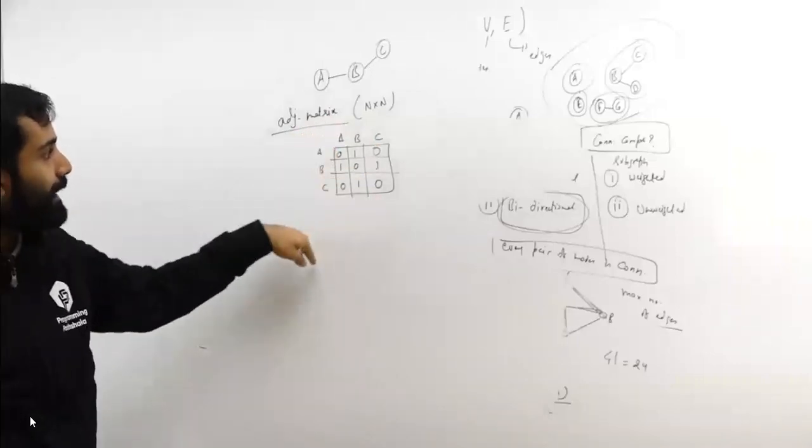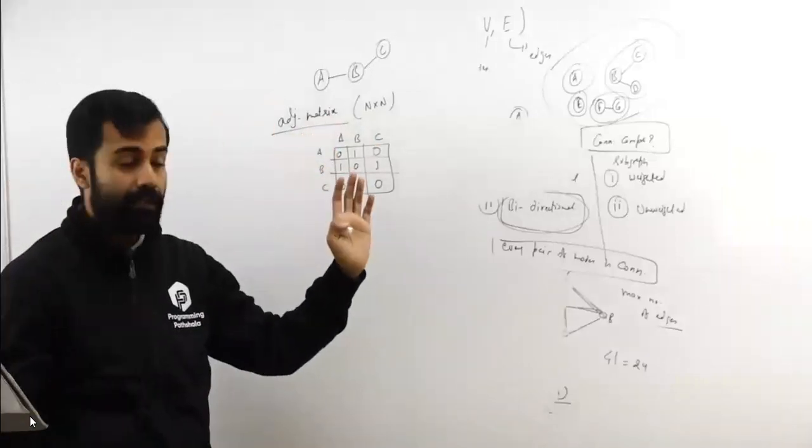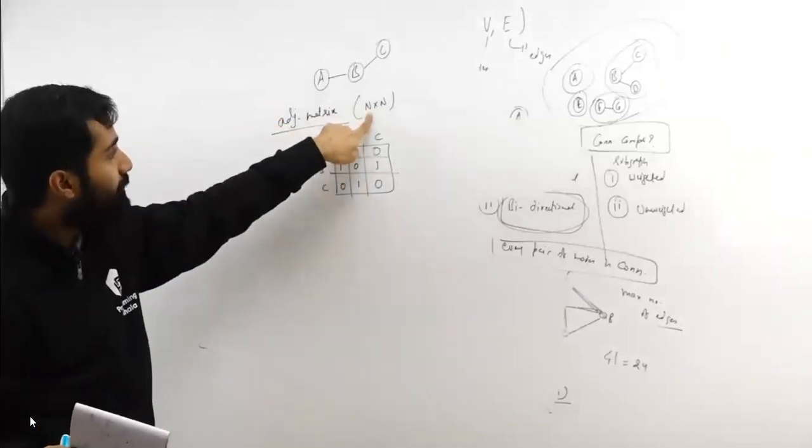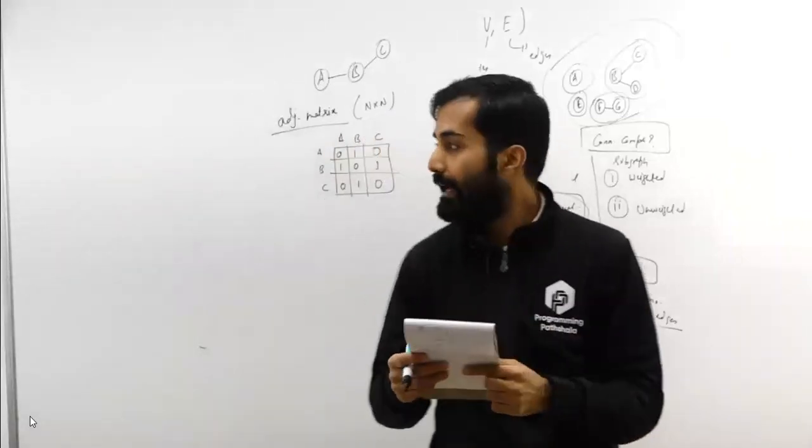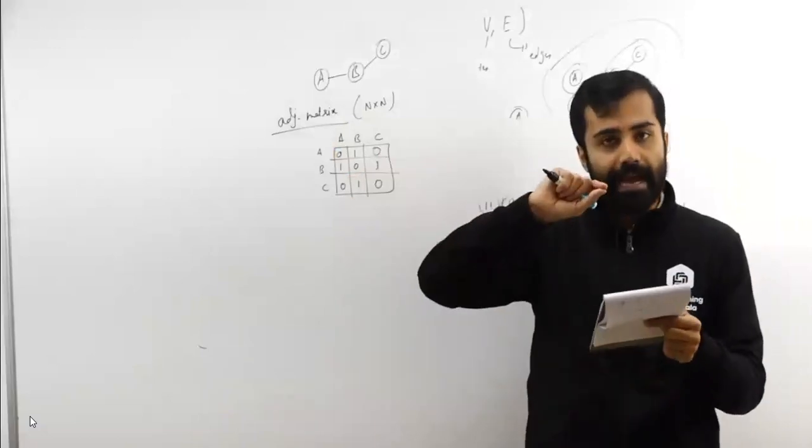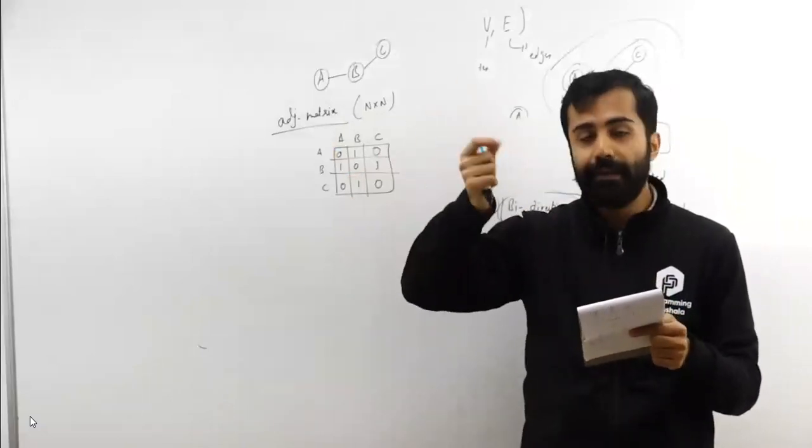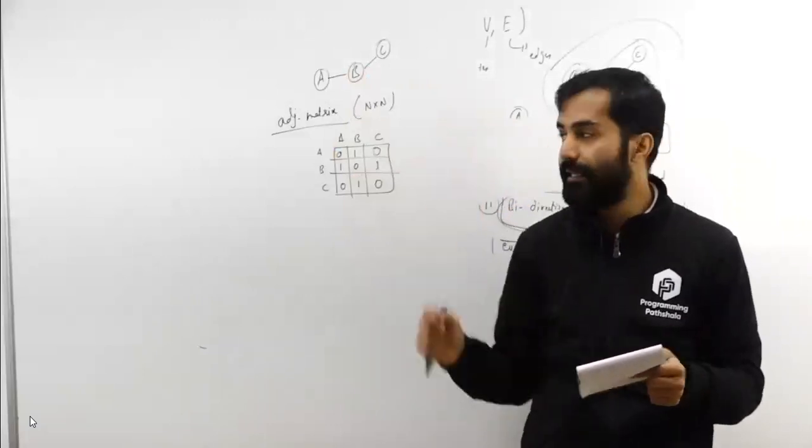So it very well represents a graph. Why? Because the dimension itself will tell you how many nodes are there, and the members of the matrix will tell you what kind of edges are there. I mean, which nodes do they actually connect.